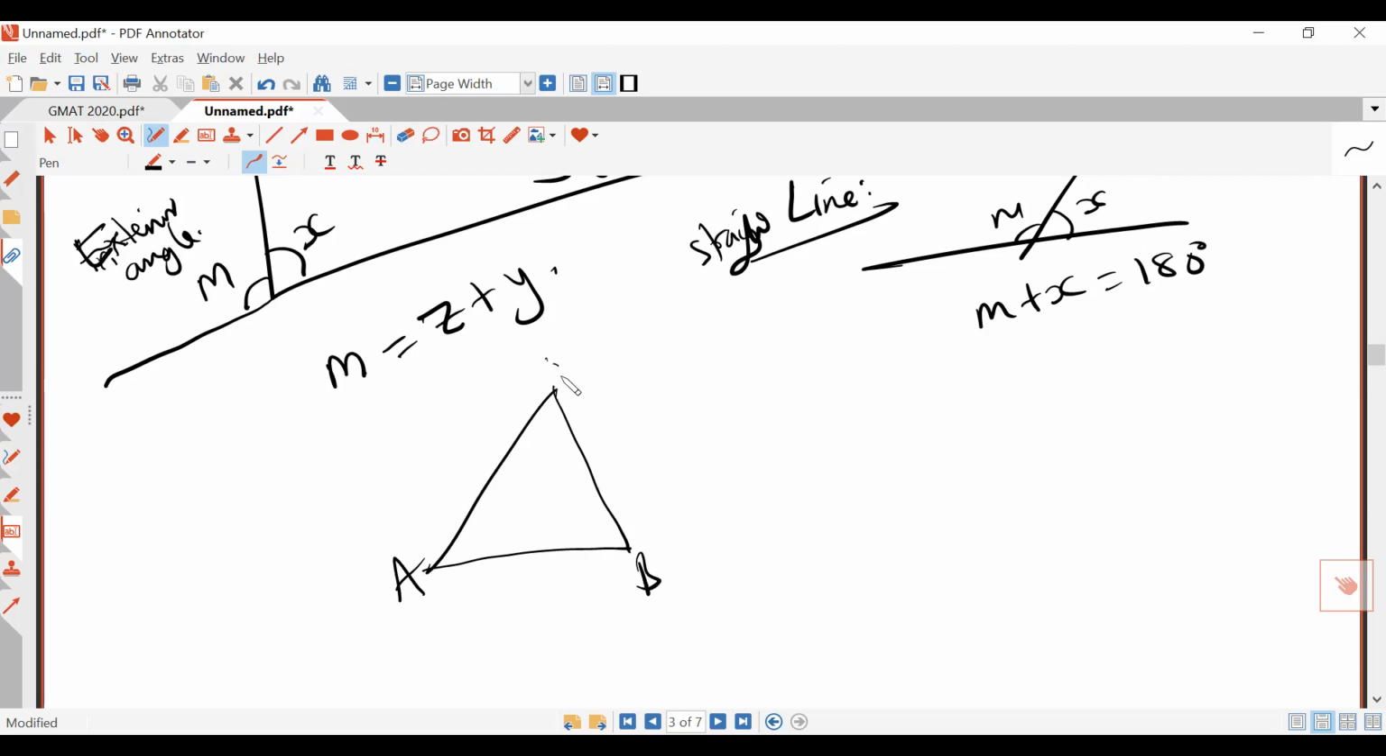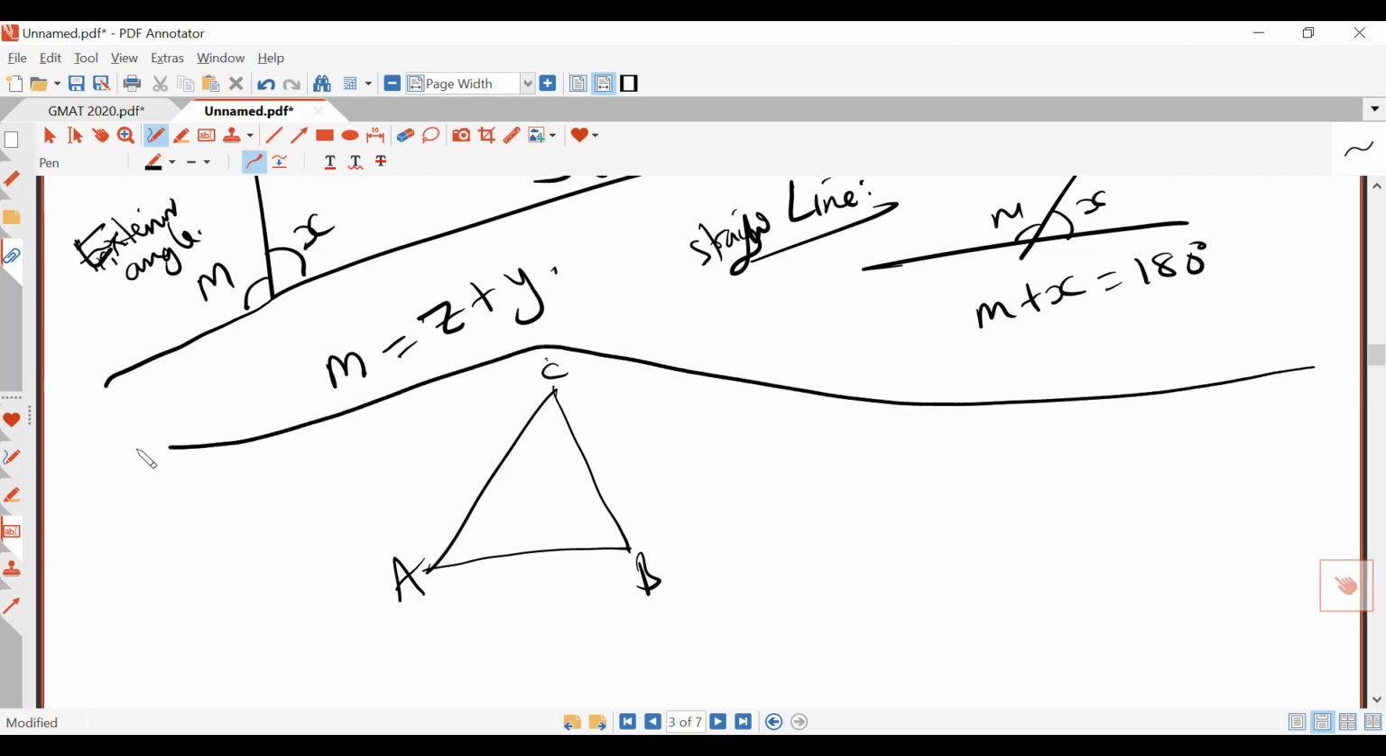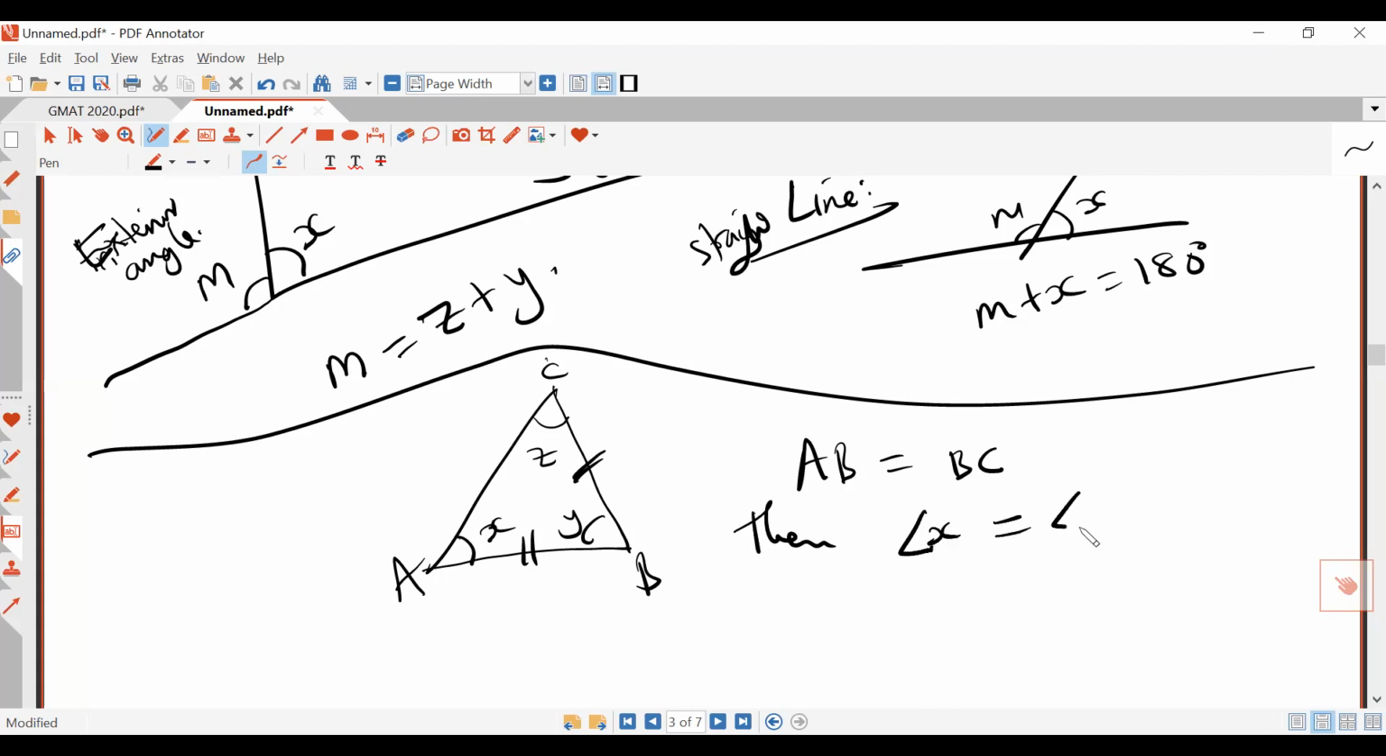Okay, so this is triangle ABC. If they say that AB is equal to BC, and this angle here is maybe X, this is Y, this is Z, we normally use a symbol to show that this side is the same as this one. Now, if that is the case, then our angle X is the same as angle Z. It would be an isosceles triangle, so these angles here must be equal.